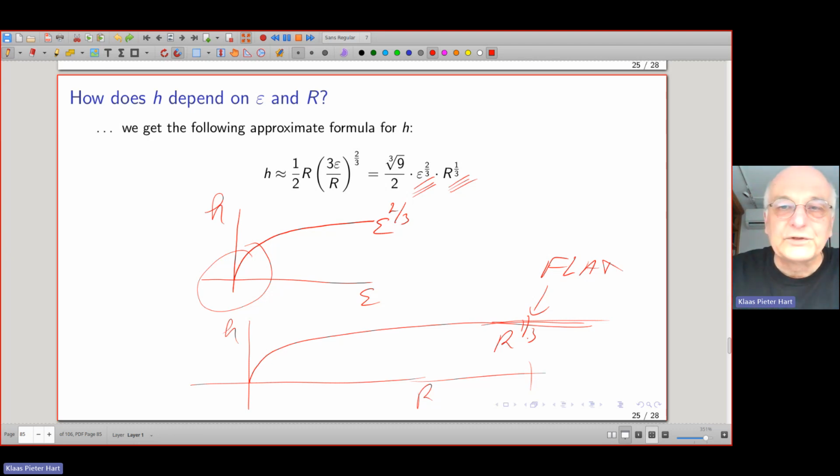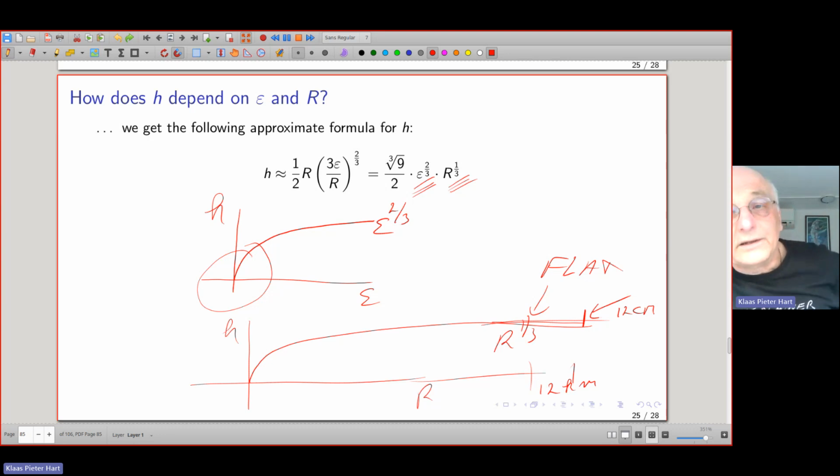And that accounts for the fact that if we had a difference of 12 kilometers here, and we had a vertical difference of only 12 centimeters here, that is because we are very far out, and the graph of the cube root function is very, very flat. So over 12 kilometers horizontal, you only rise 12 centimeters vertical. That's the kind of thing that this approximate formula lets you discover.